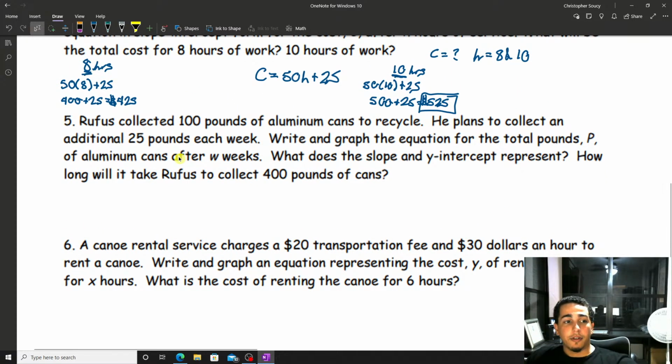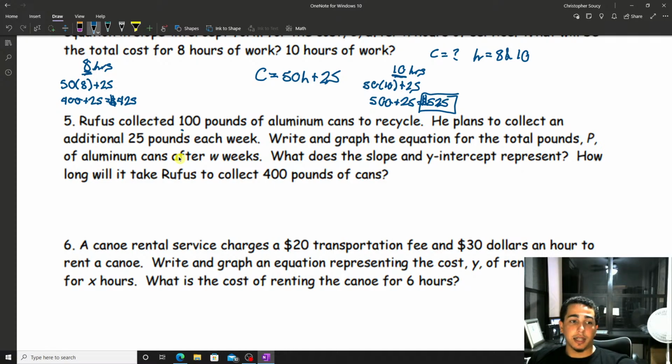For number 5, we have Rufus collected 100 pounds of aluminum cans to recycle. He plans to collect an additional 25 pounds each week. Write and graph an equation for the total pounds P of aluminum cans after W weeks. What does the slope and y-intercept represent? How long will it take Rufus to collect 400 pounds of cans?